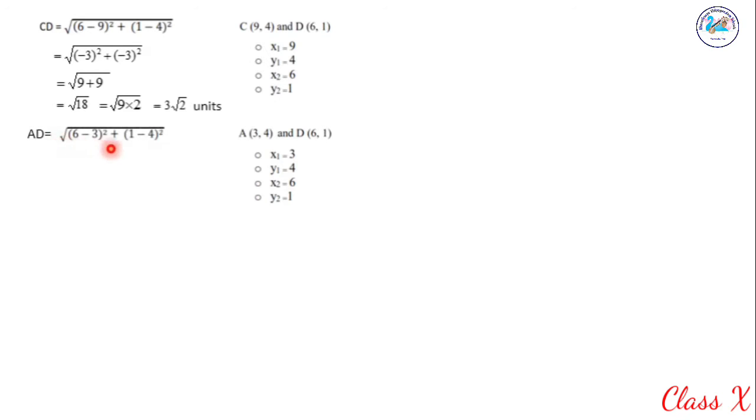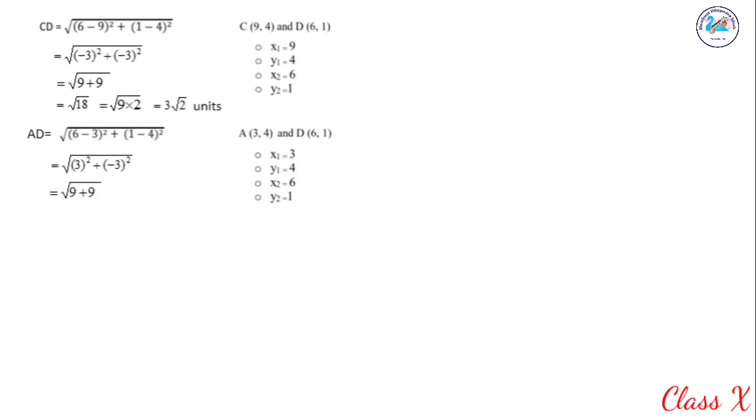That is x2 minus x1. x2 is 6, x1 is 3. 6 minus 3 the whole square plus y2, y2 is 1, y1 is 4. 1 minus 4 the whole square. 6 minus 3 is 3. 1 minus 4 is minus 3. So 3 square plus minus 3 the whole square.